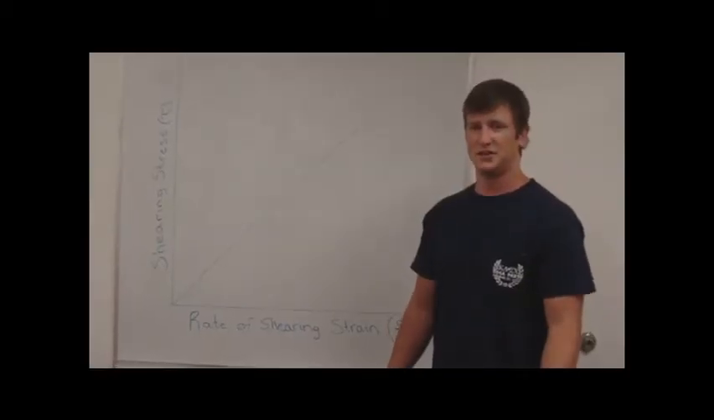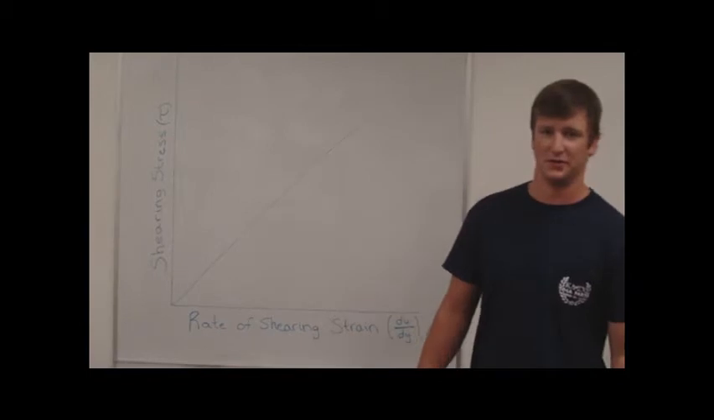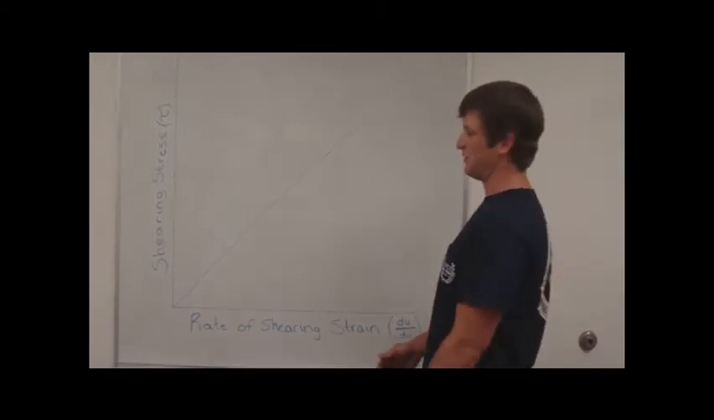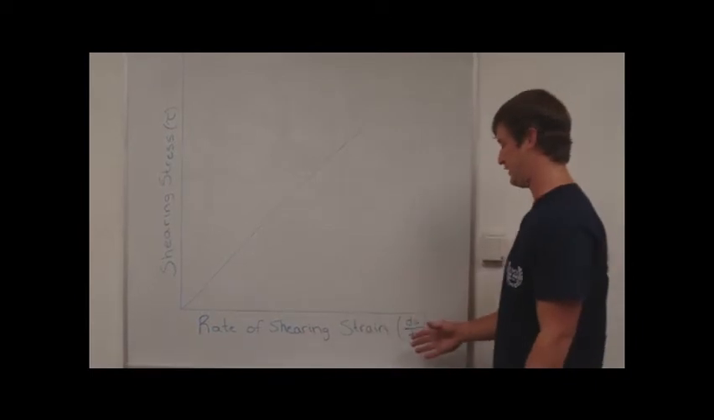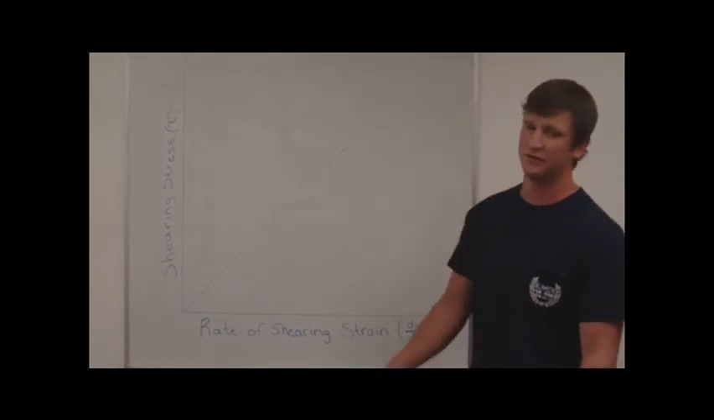The first type of fluids we're going to talk about are Newtonian fluids. Newtonian fluids are any fluids in which the shearing stress, tau, is linearly related to the rate of shearing strain, du dy, as shown here on this graph.